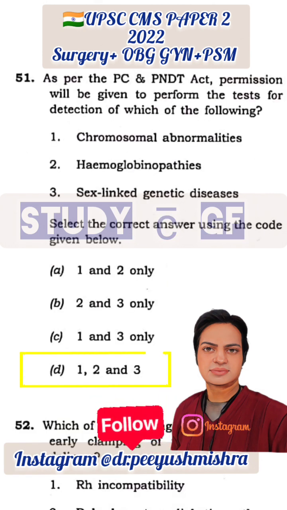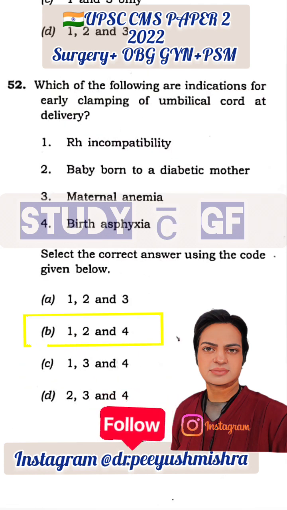As per the PC and PNDT Act, permission will be given to perform the tests for detection of which of the following? Chromosomal abnormalities, hemoglobinopathies, sex-linked genetic diseases. Which of the following are indications for early clamping of umbilical cord at delivery? Rh incompatibility, baby born to a diabetic mother, birth asphyxia.